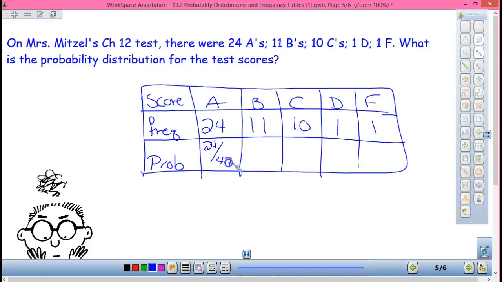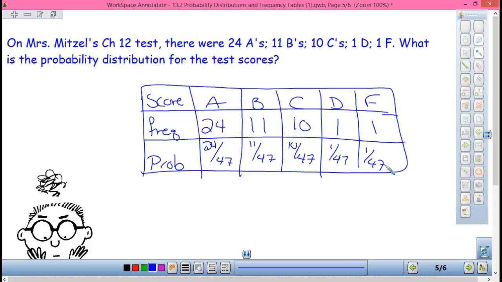47? Is that what I heard? Okay, so B's? 11 out of 47. C's? 1 out of 47. Super hard today? Shouldn't be.